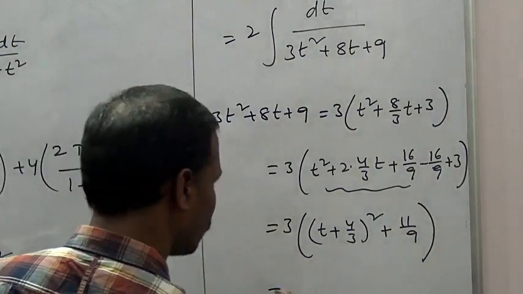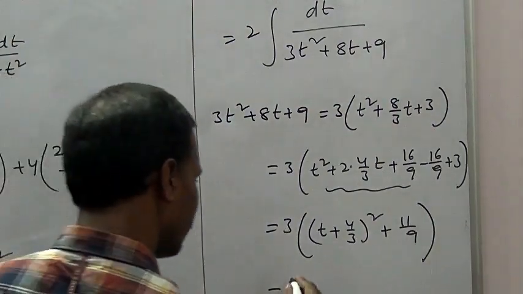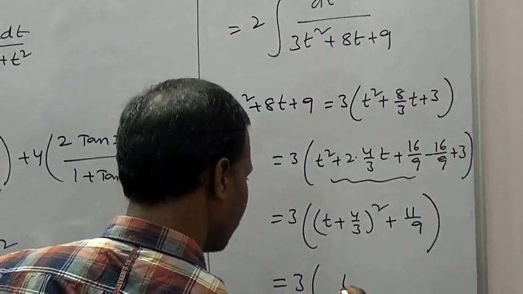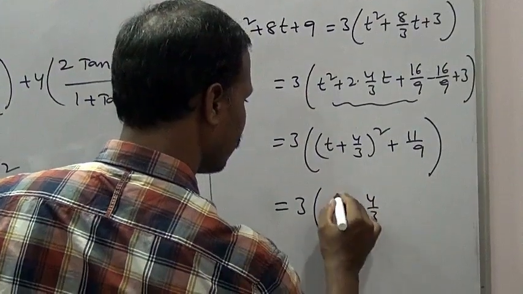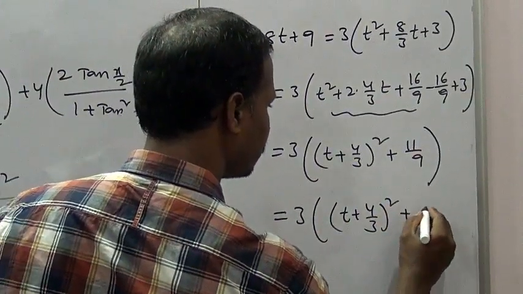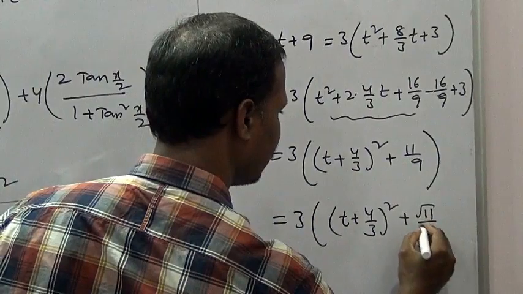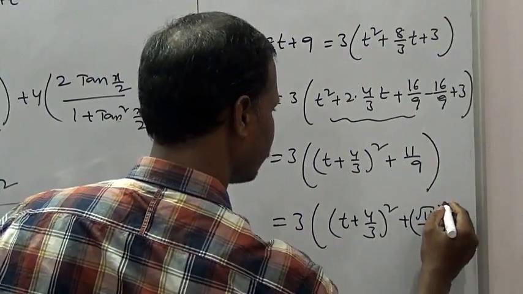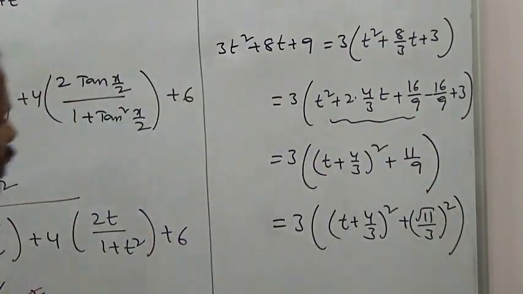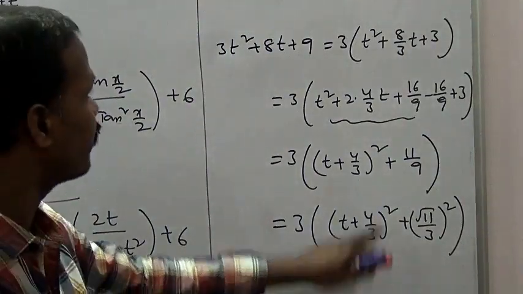So this is equal to 3 into t plus 4 by 3 whole square plus root 11 by 3 whole square. Fine. Now substitute this value here.